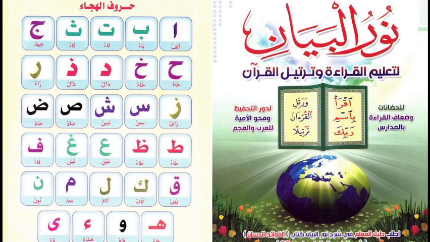We give thanks to Almighty Allah, the most gracious, the most merciful. We are going to continue from where we stopped, and this is our fourth class explaining the articulation points.